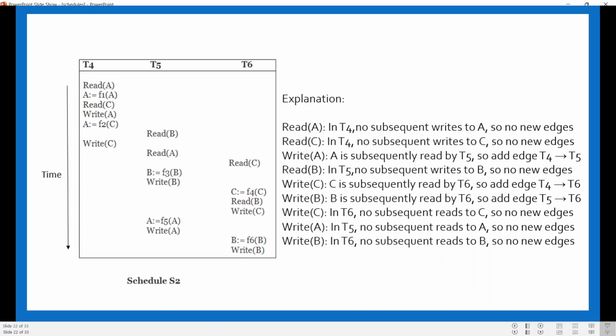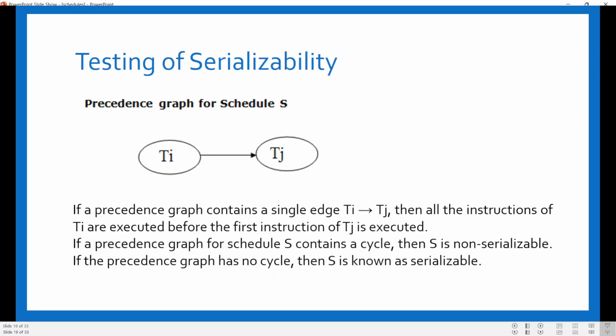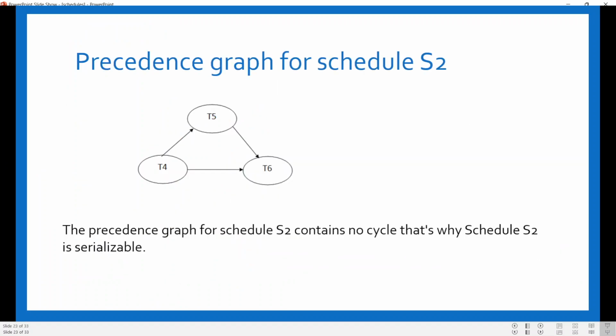So this is how we find whether a schedule is serializable or non-serializable by means of a precedence graph. We can test serializability by means of a precedence graph. In this particular case, schedule S1 is non-serializable and schedule S2 is serializable. Why? Because for schedule S1, when we checked the precedence graph, it was cyclic, so it was not serializable, and for schedule S2 we got an acyclic precedence graph. So this is not cyclic, and we can say that schedule S2 is serializable. This is how we will be checking for conflict serializability.